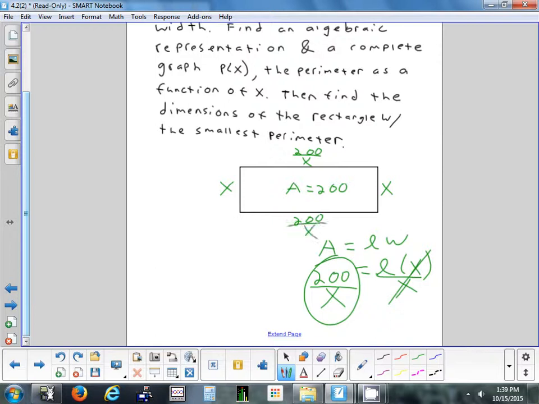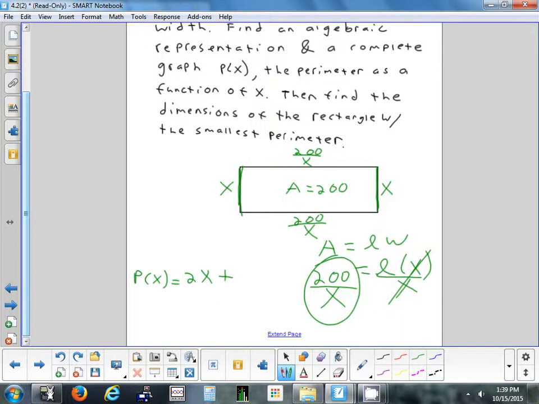Okay, and now what is the perimeter of that rectangle? 2x plus 2 times 200 over x. So we got this, we got that, 400 over x. Can you add those? No.